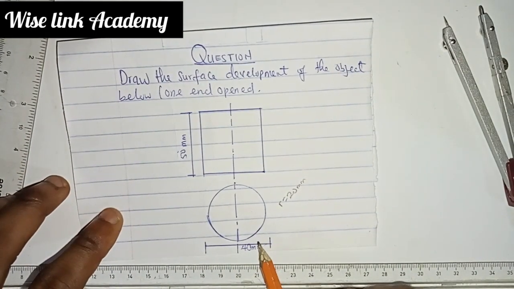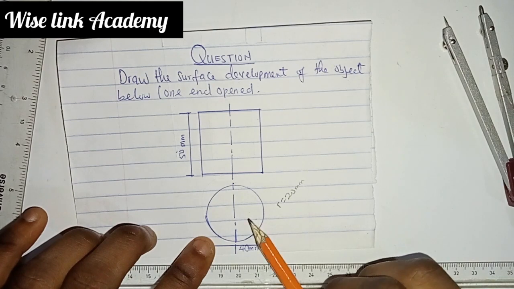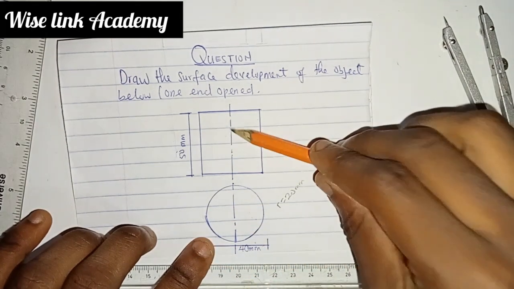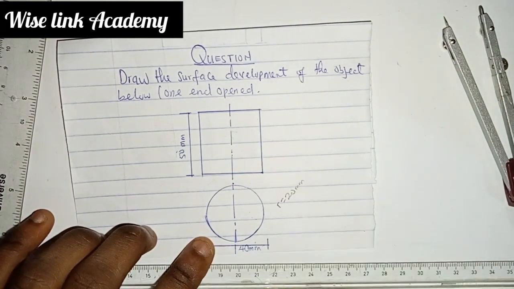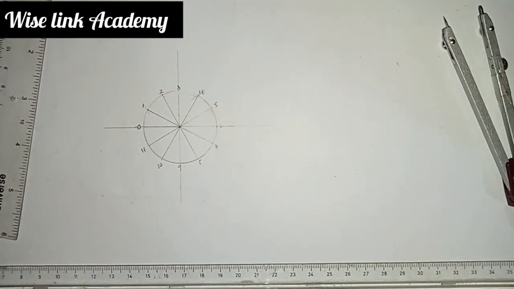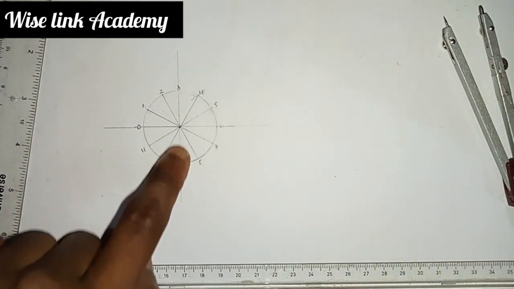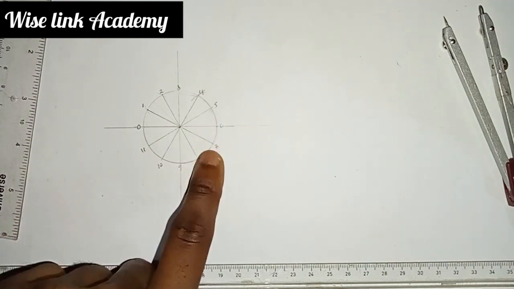This circle given in the question, we have successfully drawn it. The next thing to do is to produce out this. So doing that, I'll be having something of this nature. You project this line upward.